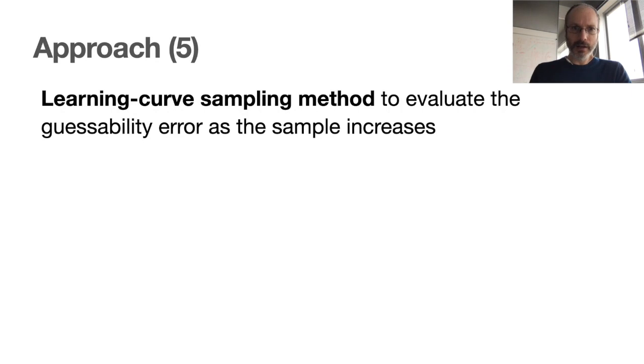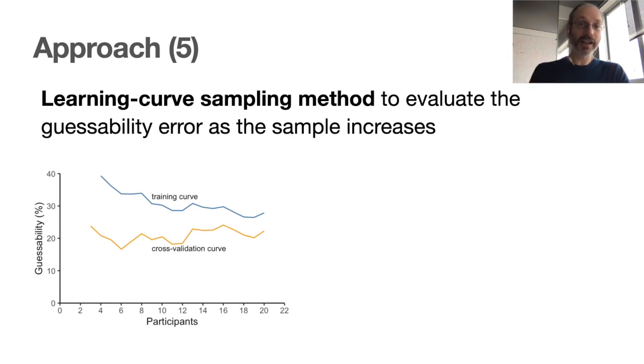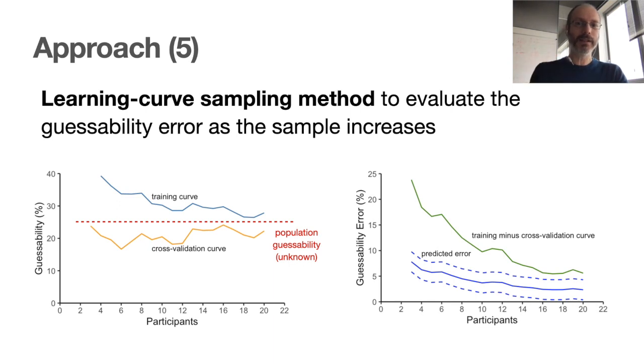We apply a learning curve method to evaluate how the training and cross-validated guessability scores converge as the sample size increases. In this example, we expect that the unknown population guessability will be somewhere around these two curves, but we can also predict the expected guessability error and decide whether it's worth recruiting additional participants.